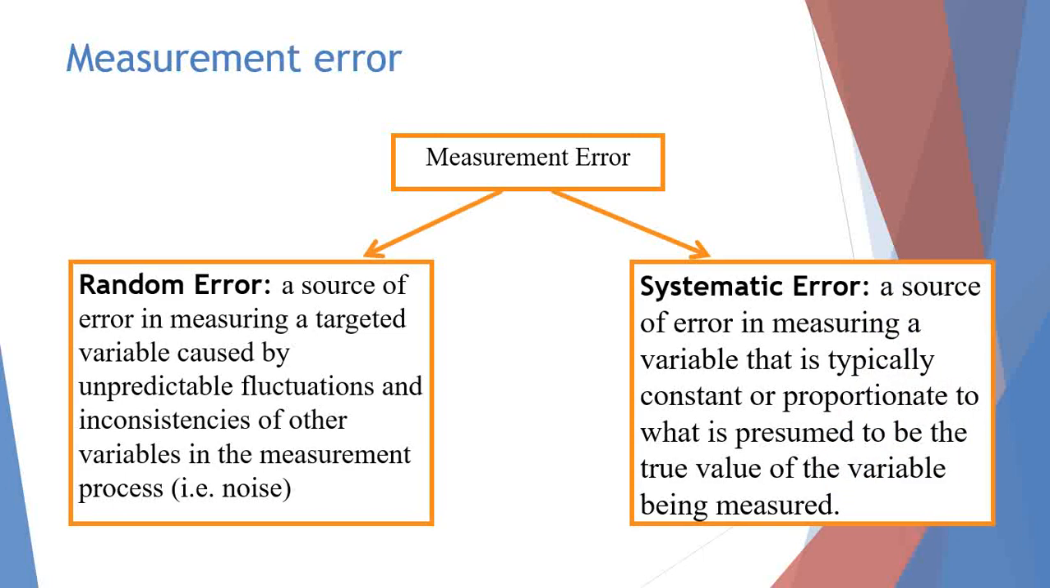So we also have systematic error. That's a source of error in measuring a variable that is typically constant across all participants or proportionate to what is presumed to be the true value of the variable being measured. In other words, it's error in the sampling method or error in the survey items, the reliability and the validity of the items. That you can do something about by choosing reliable survey items, piloting them, making sure that they are actually readable. Random error, unfortunately, isn't something that you can control for.